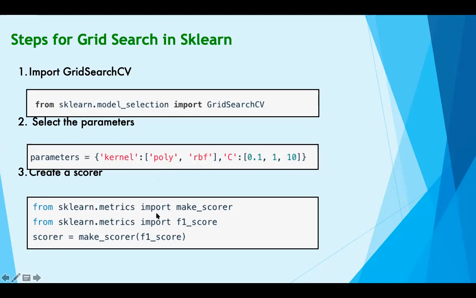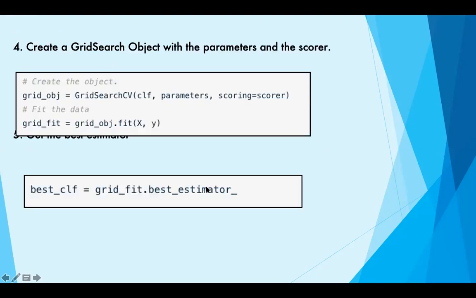In the next step, we decide what metric we will use to score each of the models. Here we are using the F1 score. Then we create the grid search object with the parameters and scorer, and use this object to fit the data. And at last, we find the best classifier that will be used to make the predictions.